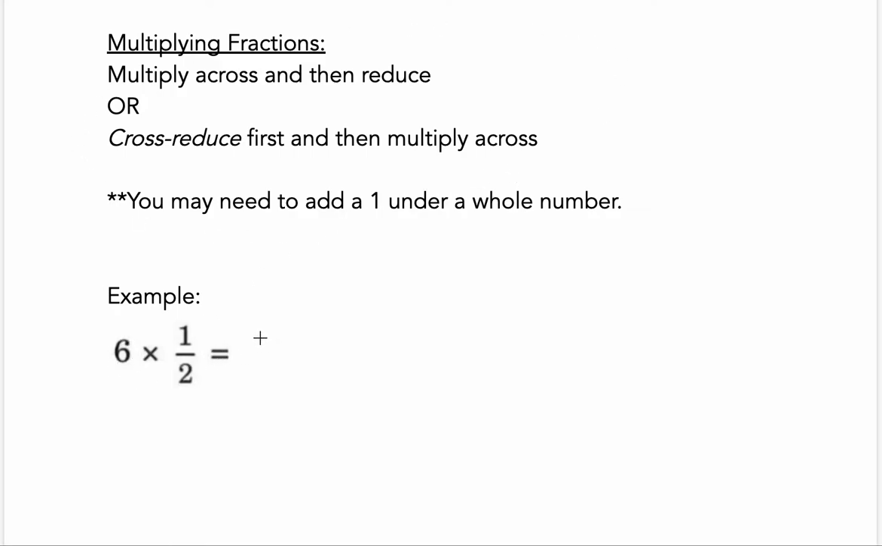And here's an example, 6 times 1/2. So we'll go through both methods. So multiplying across and then reduce first. To multiply across, I'm going to change my whole number, the 6, into a ratio or a fraction by adding a 1 underneath, because this is just saying 6 ones. Multiply across, so 6 times 1 is 6, 2 times 1 is 2. And then I reduce. 6 divided by 2 is 3.